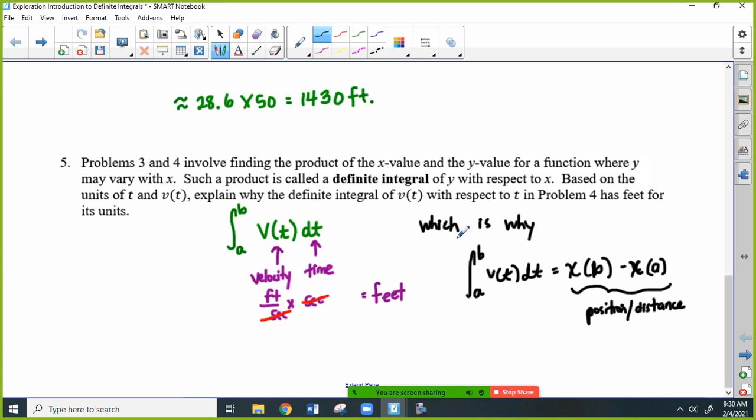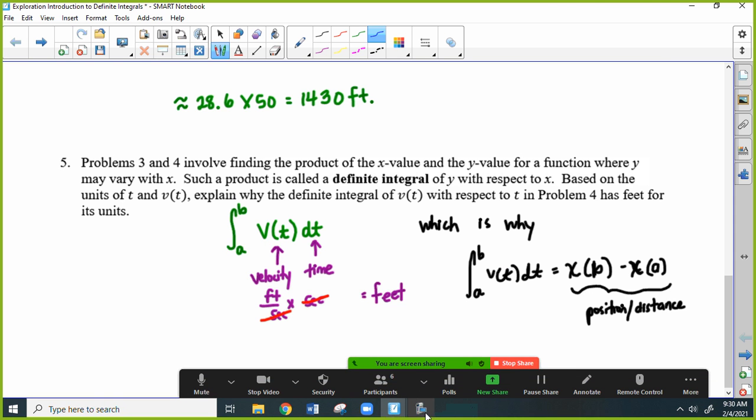And again, you need to commit that idea to memory, all right? That when you integrate a rate, you go back to position, all right? That's the fundamental theorem of calculus, okay? All right.